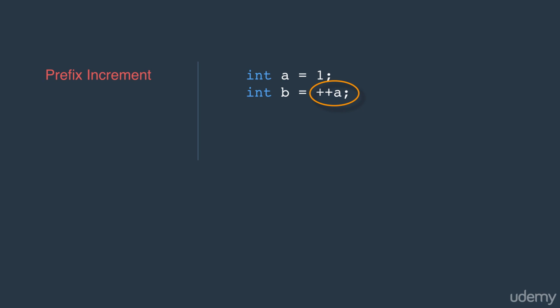Now let's take a look at a different way of applying increment operator as a prefix. So in this example, in the second line, first a is incremented by 1, and then it's assigned to b. So after the second line, both a and b are going to be 2. So be aware of this difference.